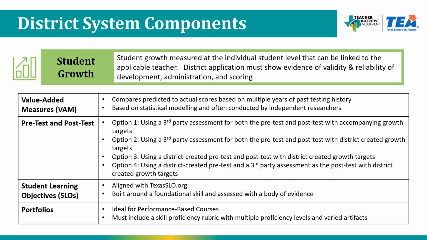There are 4 types of student growth that can be collected for TIA, which are listed here. Districts can select from value-added measures, also known as VAM, pre- and post-tests, student learning objectives, or portfolios. The important item to note for the student growth measure is that the district application must show evidence of validity and reliability in the development, administration, and scoring of whatever student growth measures are chosen. Each student growth measure will be covered in depth throughout this coming year by our TIA team.